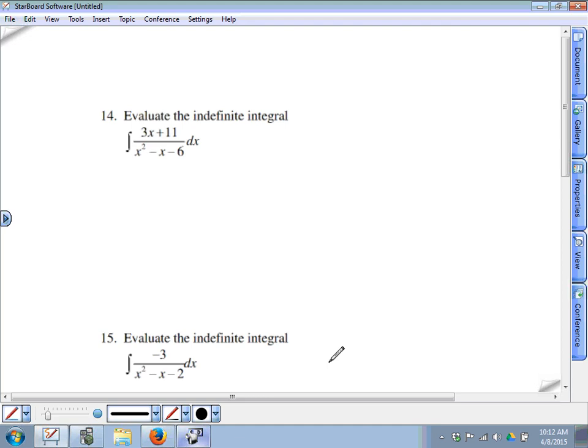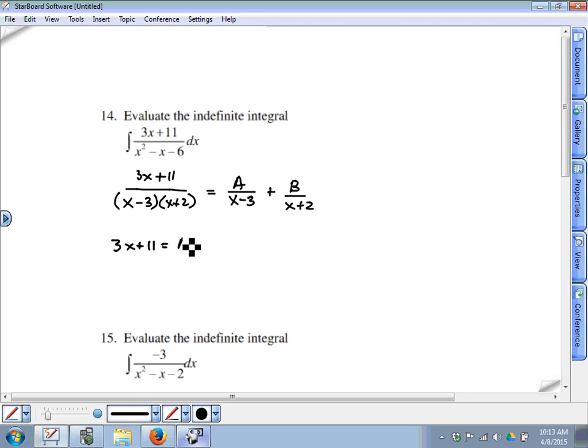Question 14. This is going to have to be a partial fraction. So factor the denominator. Denominator has 2 factors, so it's going to have 2 partial fractions. We can multiply both sides by the LCD.